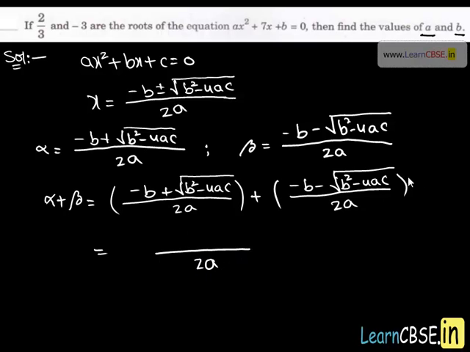When we add these two, under root discriminant are cancelled out. We are left with negative b plus negative b, that is negative 2b. By cancelling 2 on numerator and denominator, we get the sum of the roots as negative b upon a. This is a very important result.